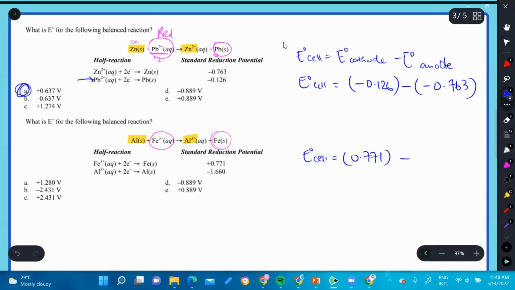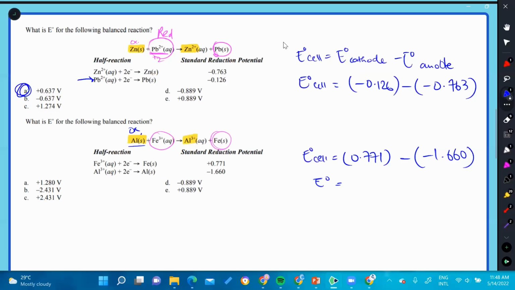0.771. It's positive, so no need to put a negative sign there, minus the aluminum being oxidized. So that's oxidation at the anode. So that's minus negative 1.660. Put that in your calculator, and you should get the E naught of the cell, which is 0.771 minus negative 1.66. Well, you don't have to put the 0, but if you do, it's no big difference. I got positive 2.431. So the E naught of the cell here, answer is C.